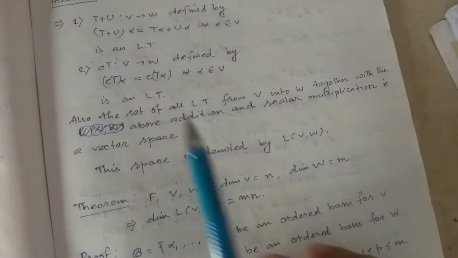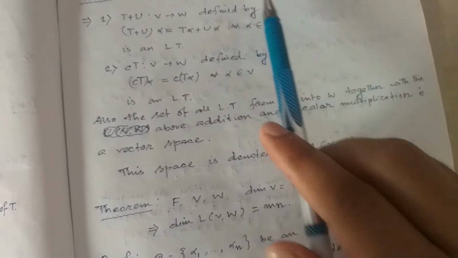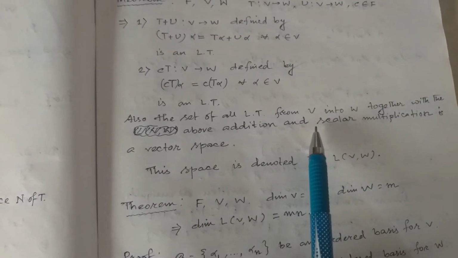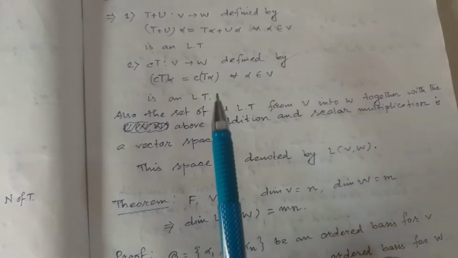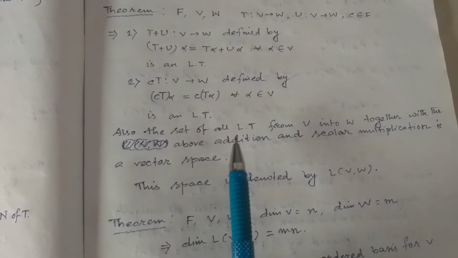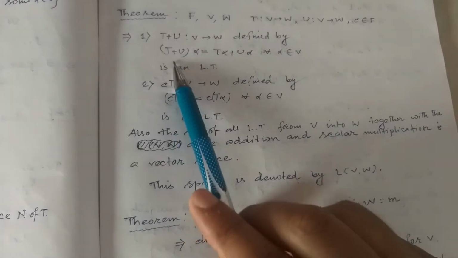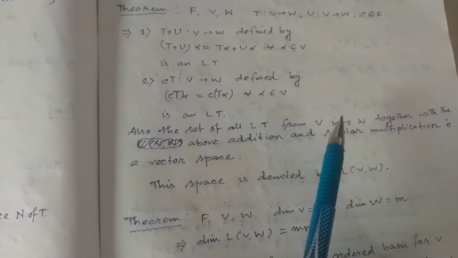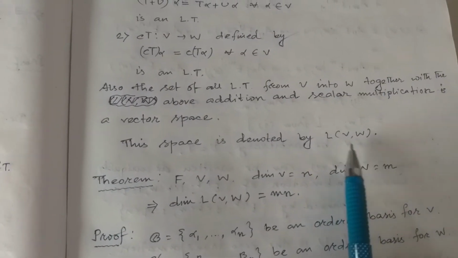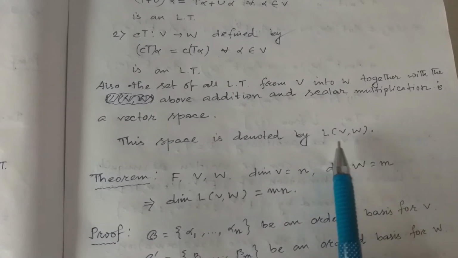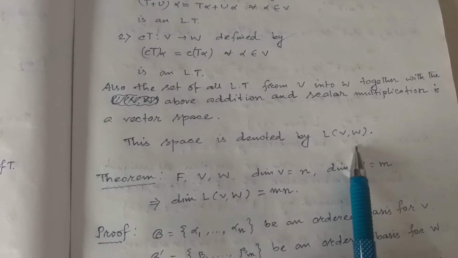Now, what we get is a collection of linear transformations from V into W. If we take this collection as a set, along with these two operations, we can prove that this set will make a vector space, because for a vector space we need these two operations, addition and scalar multiplication. This vector space is denoted by L(V, W). The elements of L(V, W) are linear transformations from V into W.